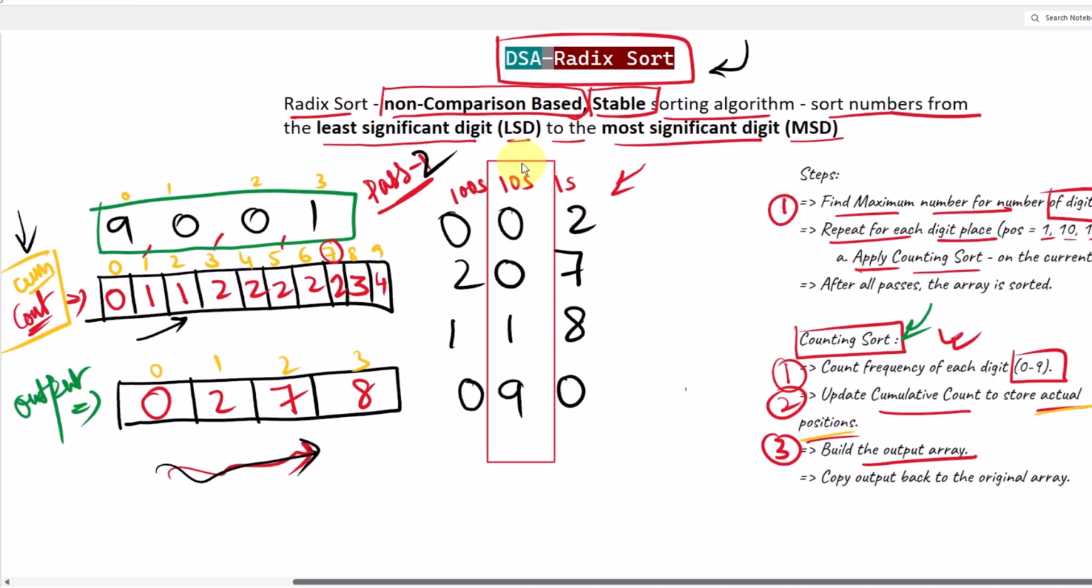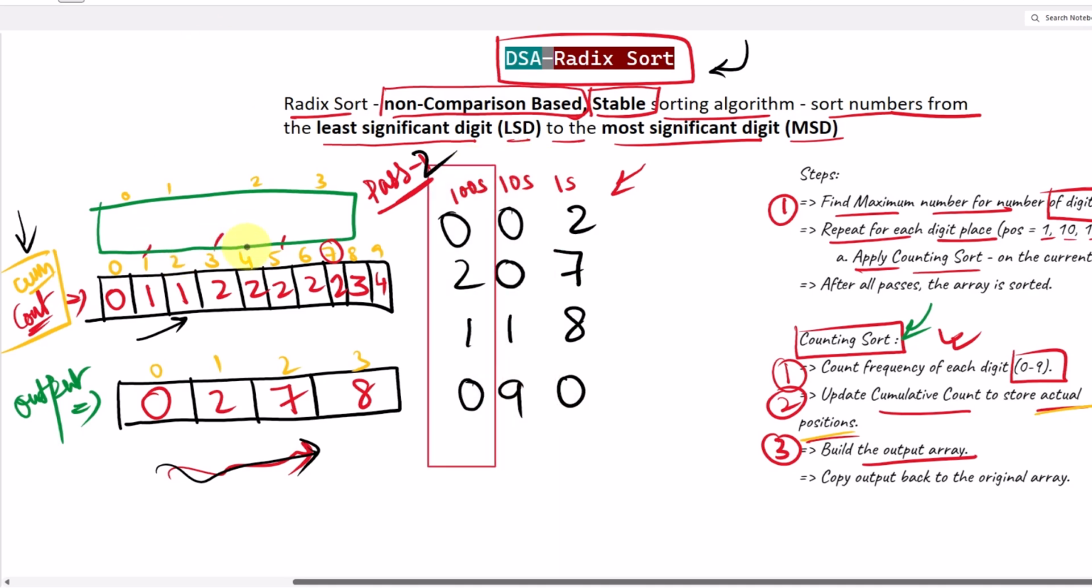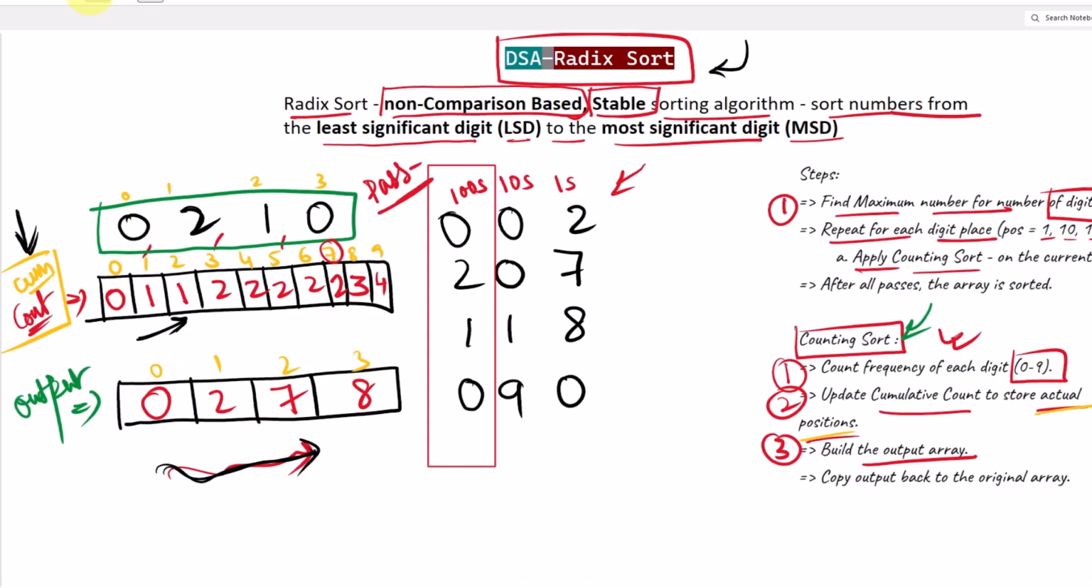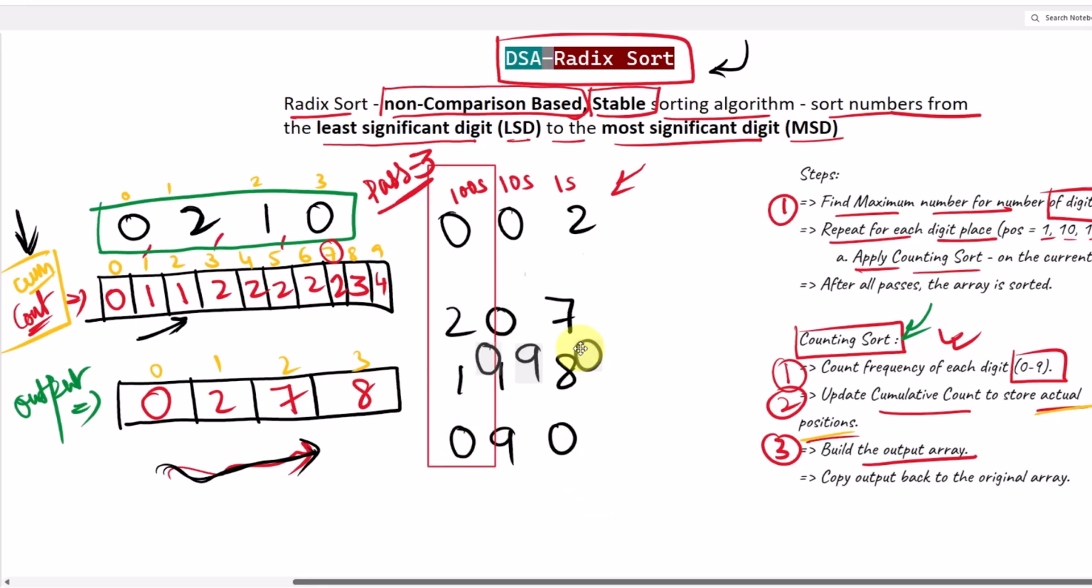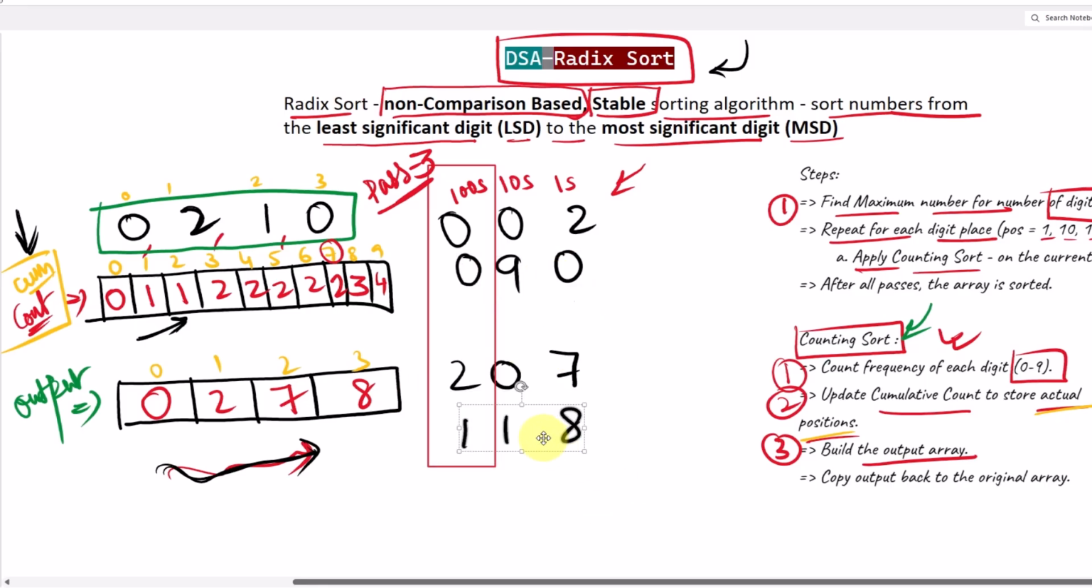Now we have to apply the same process for this hundreds place digit. So this time we're gonna have the digits like 0, 2, 1 and 0. So that means first of all we have to find the frequency of all these digits, then we have to find the cumulative count, and then we're gonna have the output array. So after the pass 3, 002 will be at the first position, then 090 will be at the second position, and then at the third position we're gonna have 118, and then lastly we're gonna have 207.